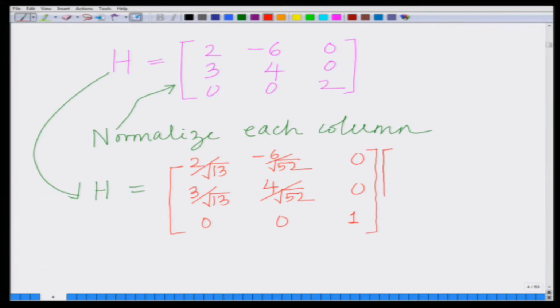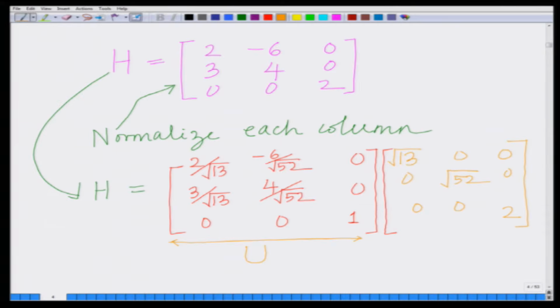And now, since we are dividing by the norms, I have to multiply each column by the corresponding norm. So, I have square root of 13, square root of 52, 2. Okay. So, this is the diagonal matrix. Now, if you look at this first matrix, call this U.